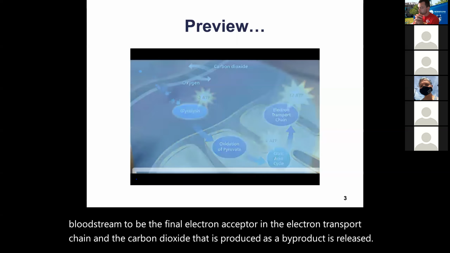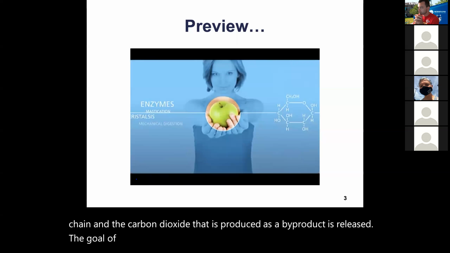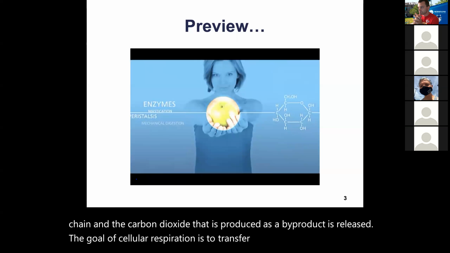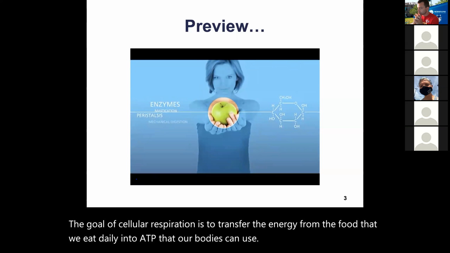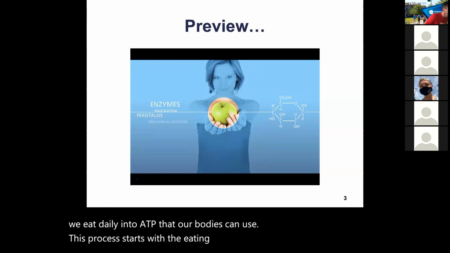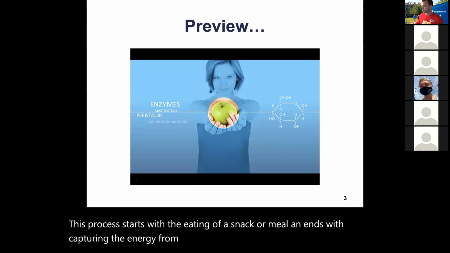The goal of cellular respiration is to transfer the energy from the food that we eat daily into ATP that our bodies can use. This process starts with the eating of a snack or meal and ends with capturing the energy from the complete breakdown of the nutrients into energy and carbon dioxide.